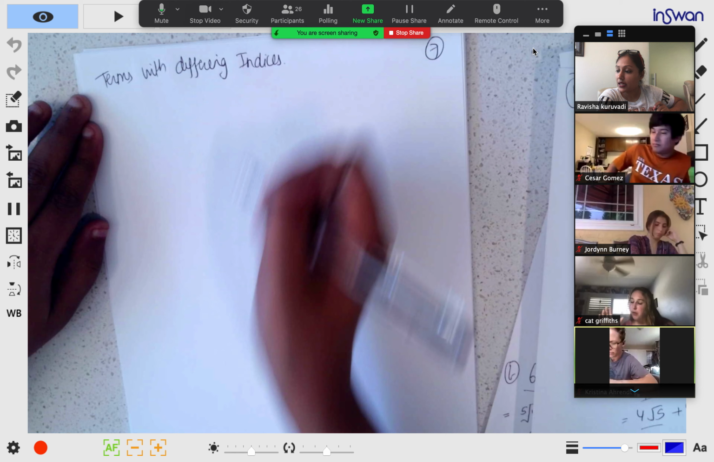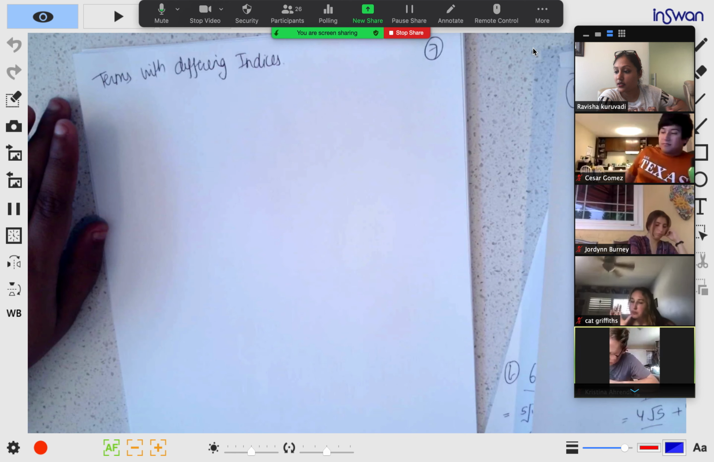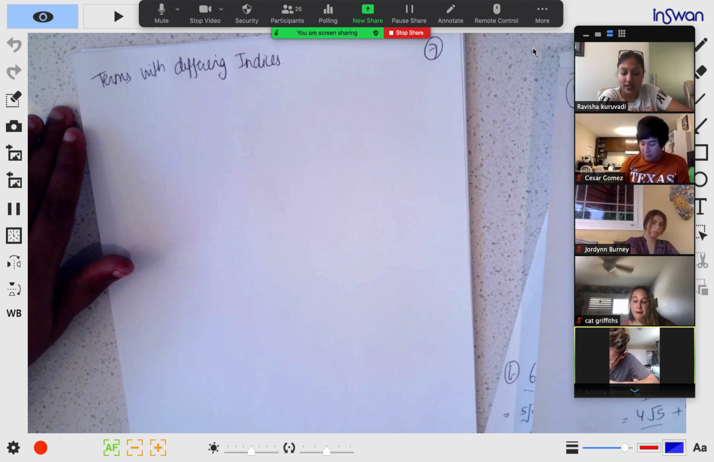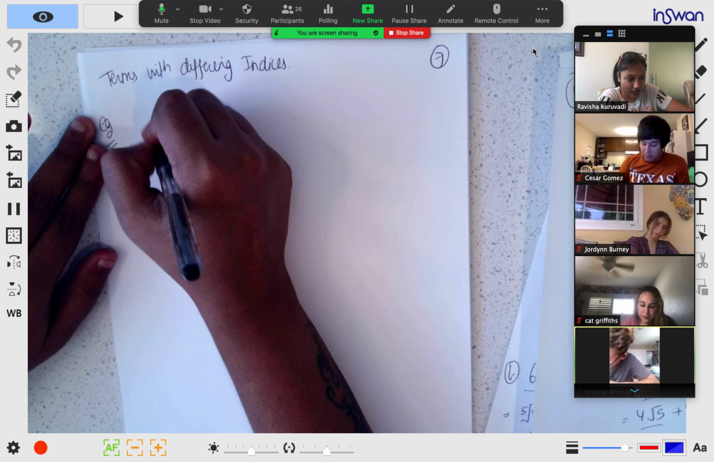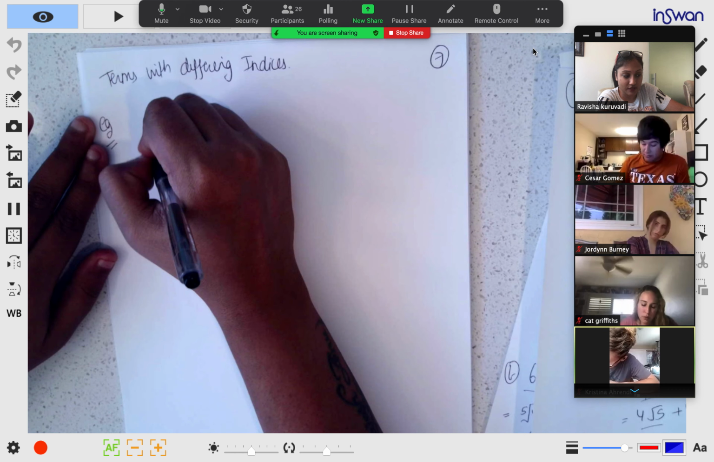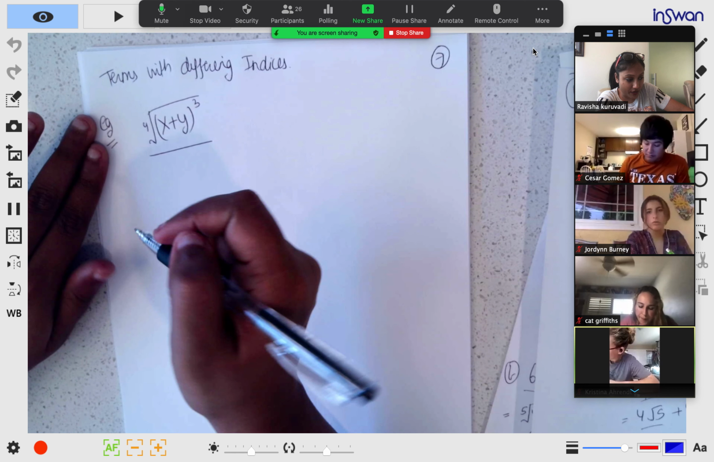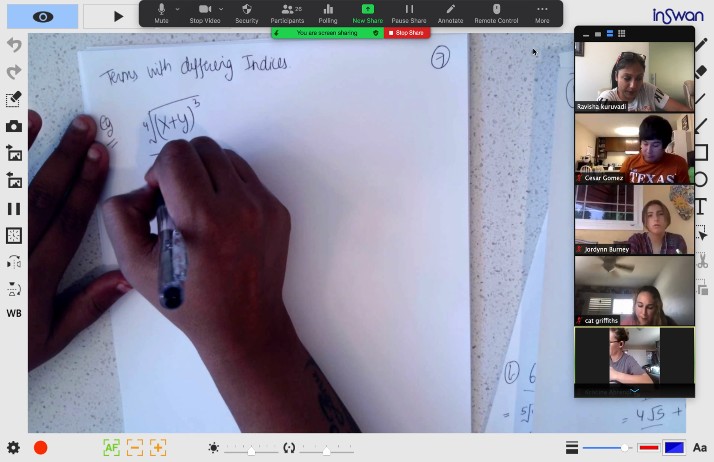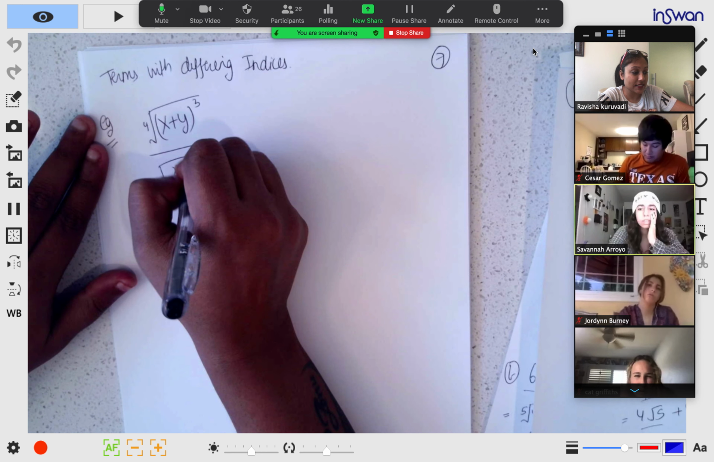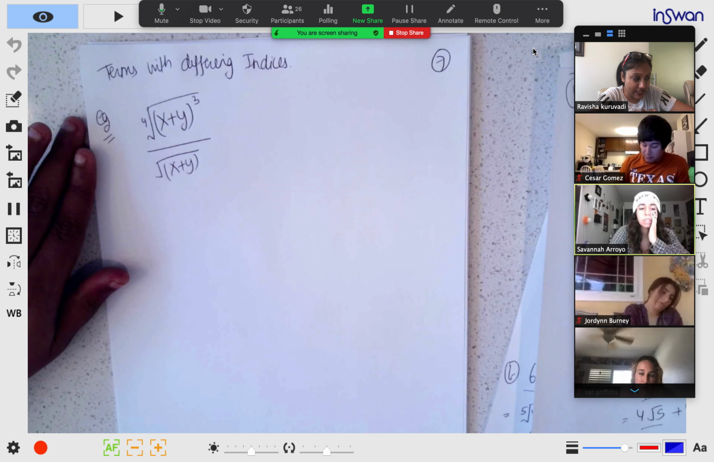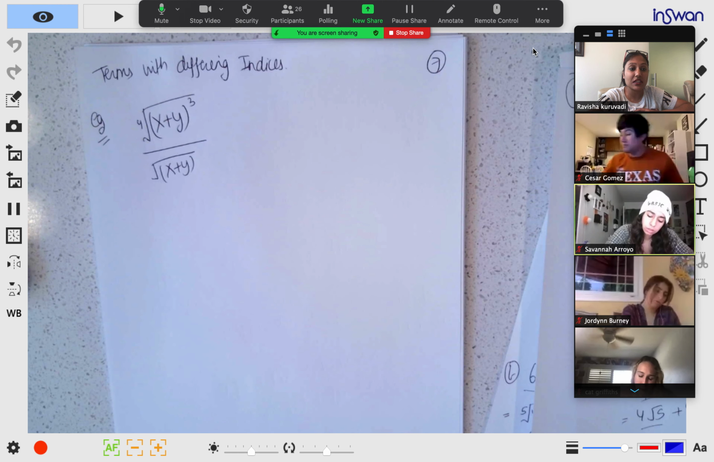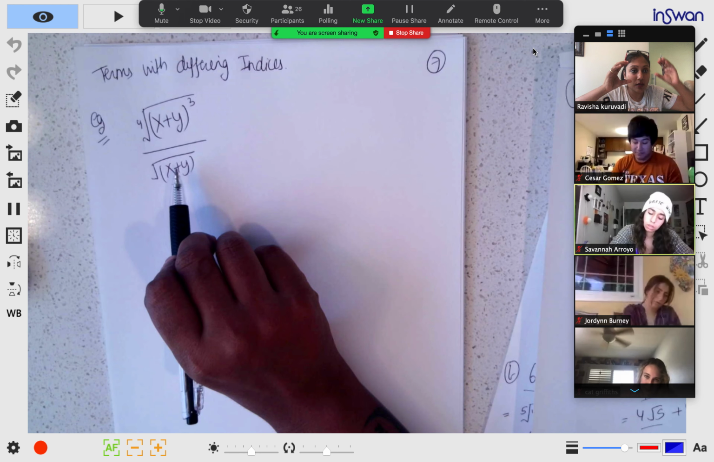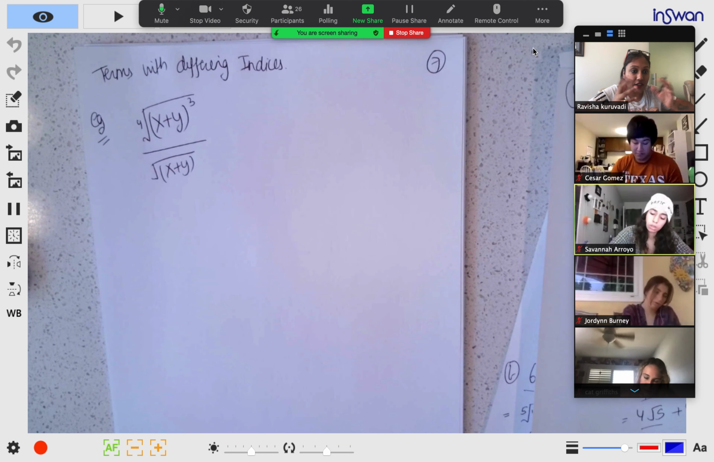What does it mean? For example, I will take x plus y to the power of 3, and then you are taking the 4th root of this thing, divided by the square root of x plus y. Professor, what's that last word? Indices. Indices means the term is the same. x plus y, the term is the same. Only the power is changing. Different indices, different powers.